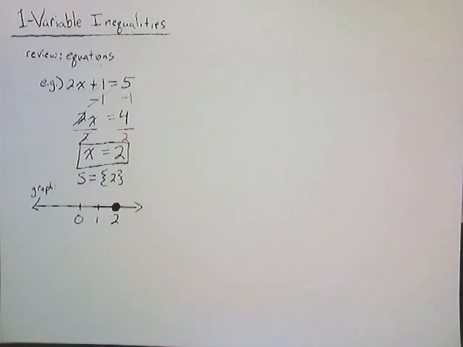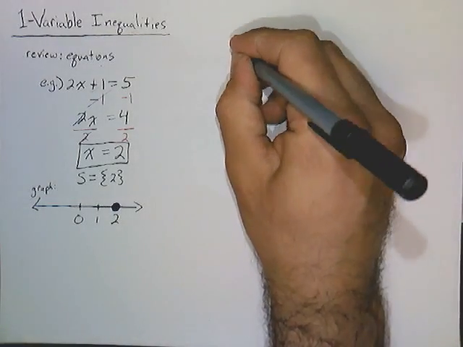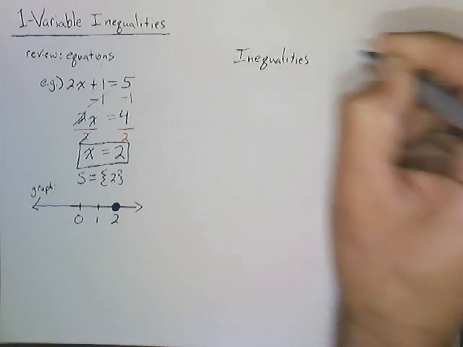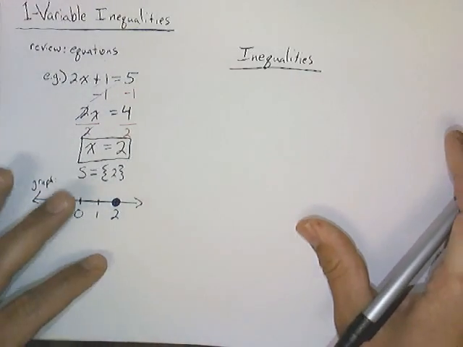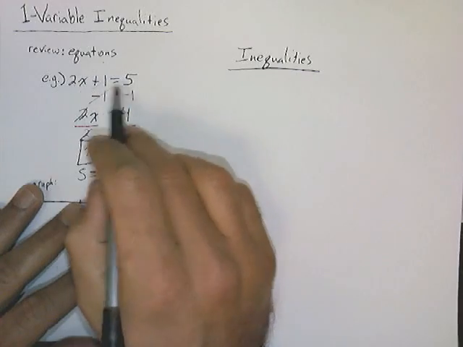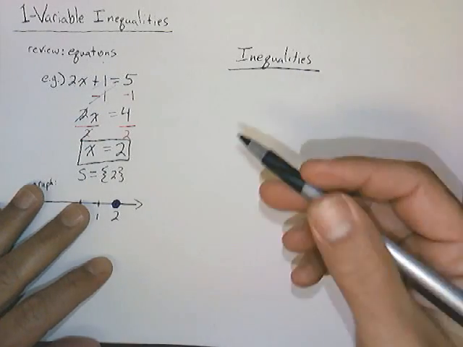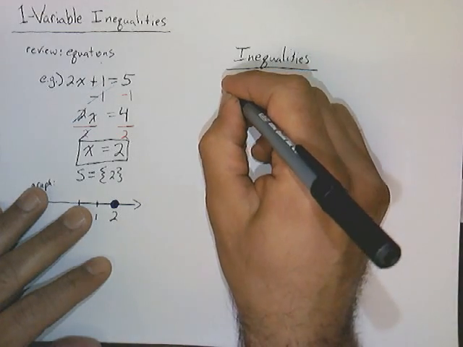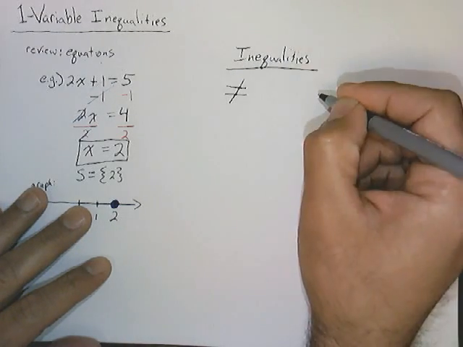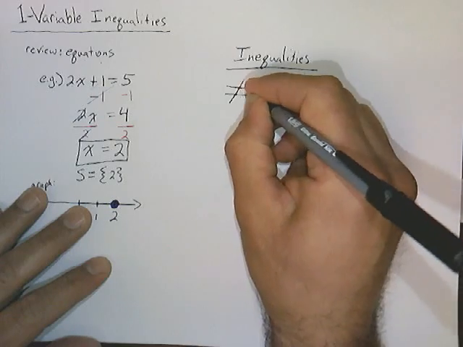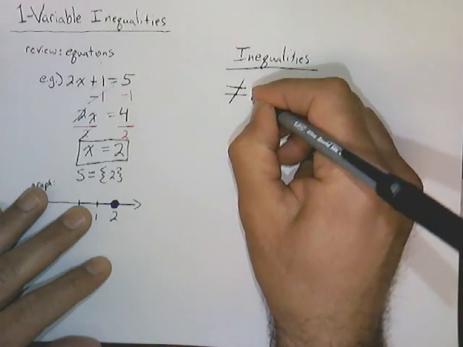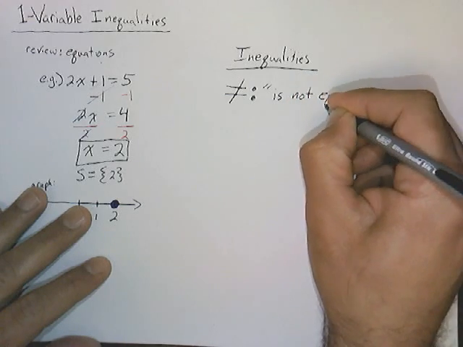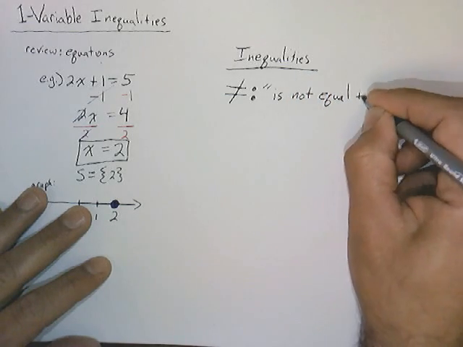So now let's get over to inequalities. And there are various different ones. Like I said, well, an equation says that two things are equal. Inequalities say they're not equal. So one possibility for an inequality is this symbol here, which is an equal sign with a line through it. And that basically is saying that is not equal to. Hopefully you guys have seen this before.